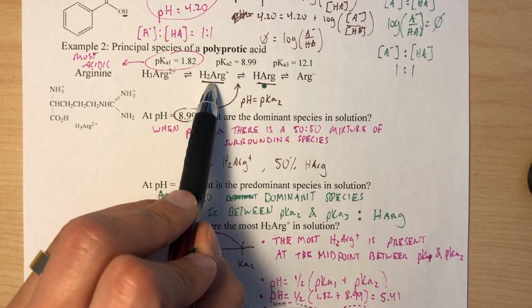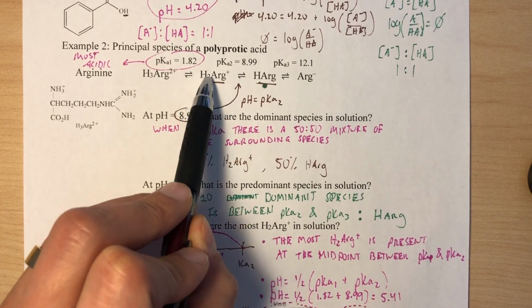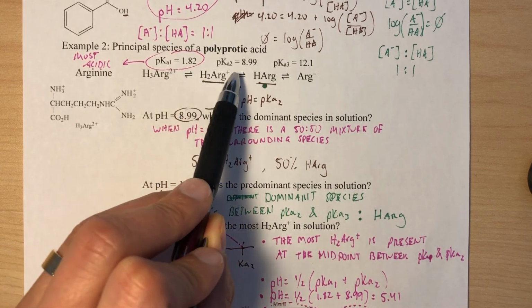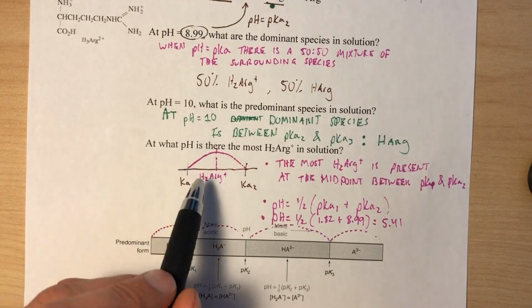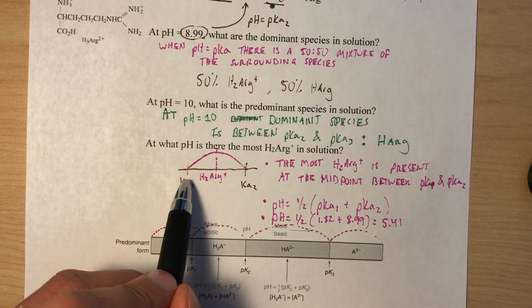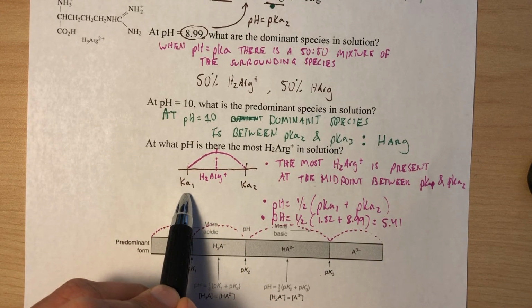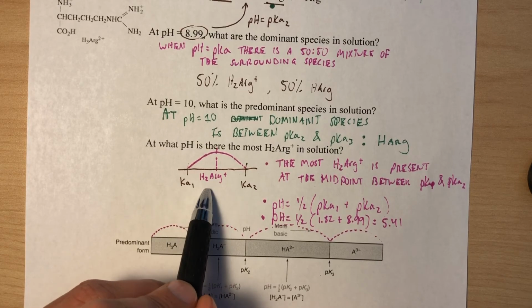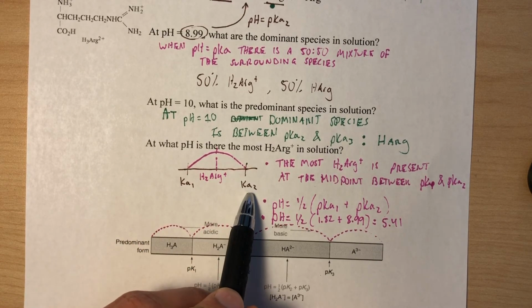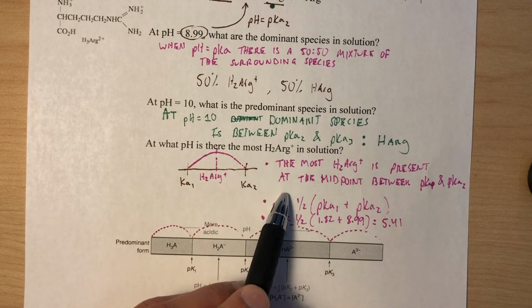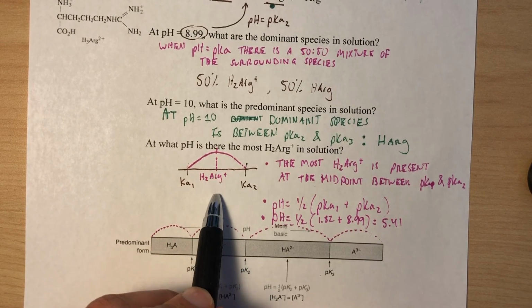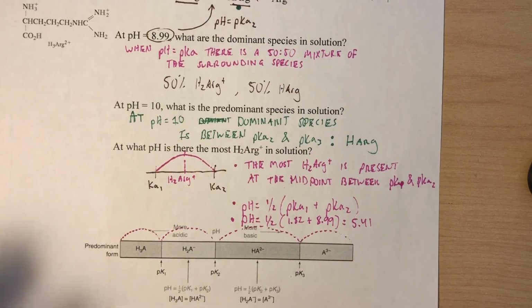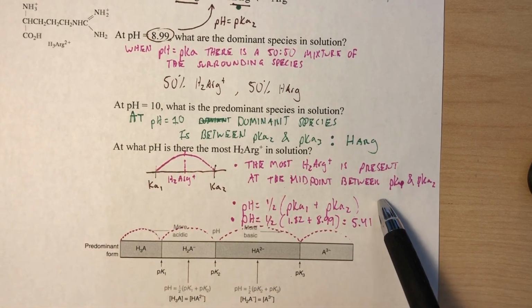So we're trying to figure out at what pH do we have the most of this H2 arginine? Turns out it's halfway between the pKa values on either side. The reason for that is you can sort of think of a bell curve between the two Ka values. So at Ka1, we have a 50-50 mixture of H2 arginine and the protonated species. At Ka2, we have a 50-50 mixture of H2 arginine and the deprotonated species. But when we're right in the middle, we have the most amount of H2 arginine+ in solution that we can possibly have. So the most H2 arginine+ is present at the midpoint between pKa1 and pKa2.